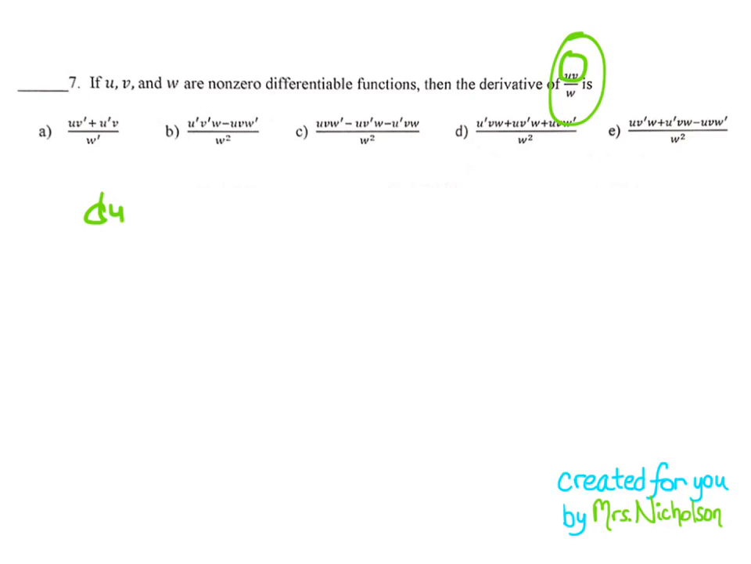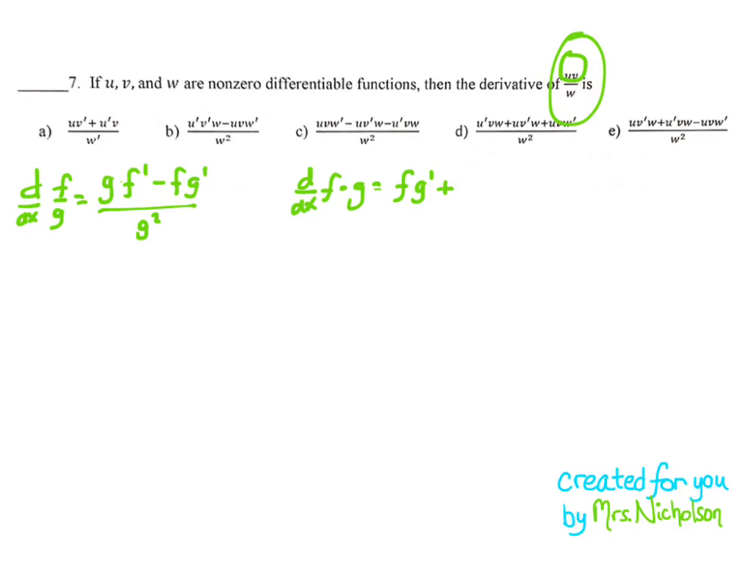So my derivative is going to be equal to, actually, let me back up. Let me write out our 2 rules here just to remind us. Derivative of f over g is equal to g f prime minus f times g prime over g squared. And the product rule, the derivative of f times g is f g prime plus g times f prime.